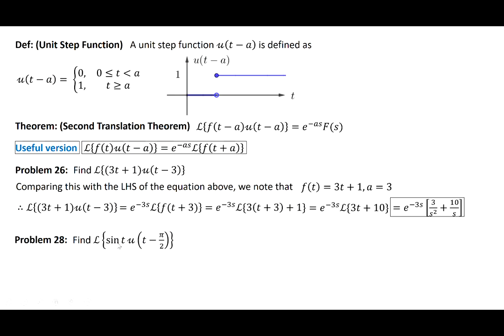Cool. Does it look like Laplace of f of t, u of t minus a? A is what? Good, pi half. So e to the negative pi half s, sure, times Laplace of sine of t plus a, t plus pi half. Okay, so that's the idea. But what is sine of t plus pi half?